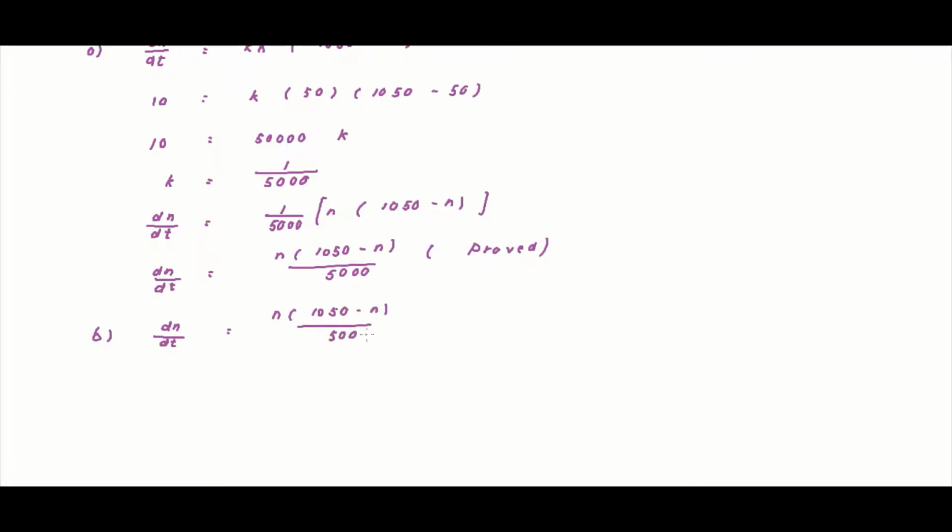Okay, same thing. We try to move the n terms over to the other side. So you have 1 over n(1050 minus n) dn/dt equal to 1 over 5,000. Okay, so now we can start to do the integration with respect to t. Same thing for the right hand side.